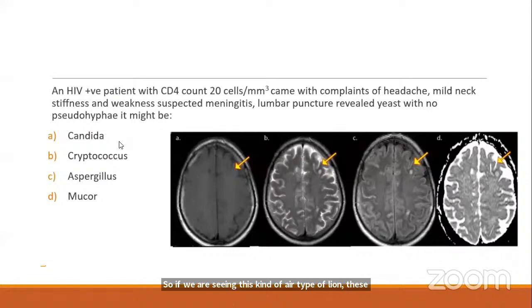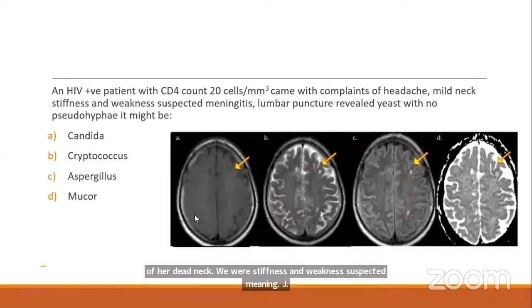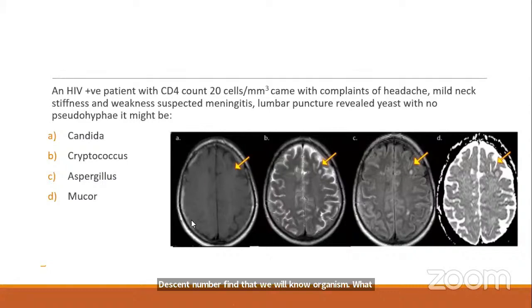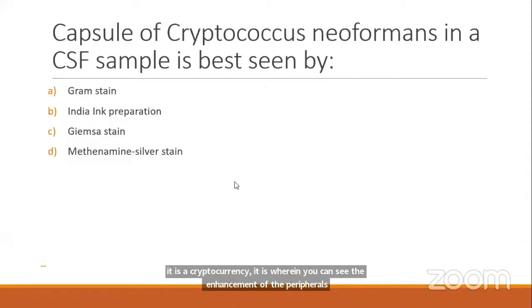So if we are seeing this kind of lesion, it is suggestive of Candida albicans. Another patient, an HIV patient, with complaints of headache, fever, neck stiffness and weakness, suspected meningitis, and lumbar puncture revealed no organism. What could be the possible organism? Yes, it is cryptococcal meningitis, wherein you can see the enhancement of the peripheral leptomeninges. Okay, so cryptococcal infection.